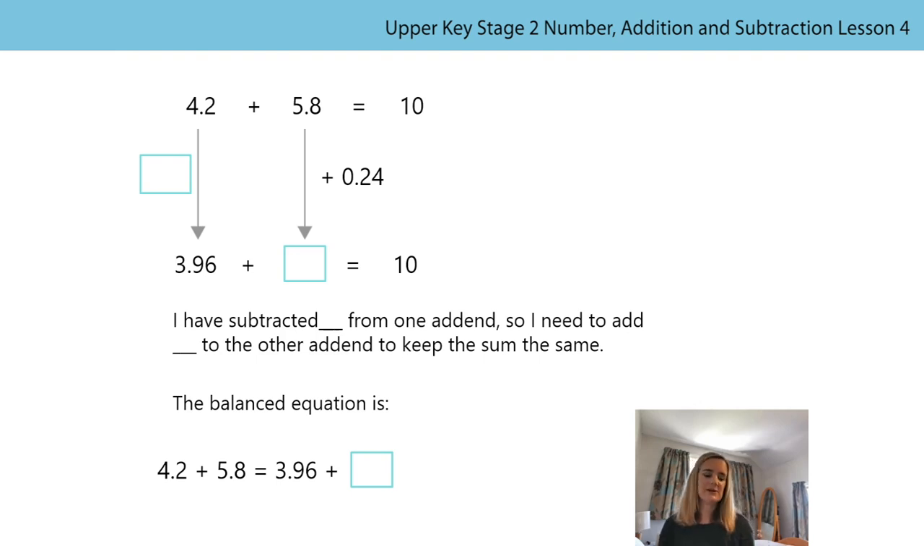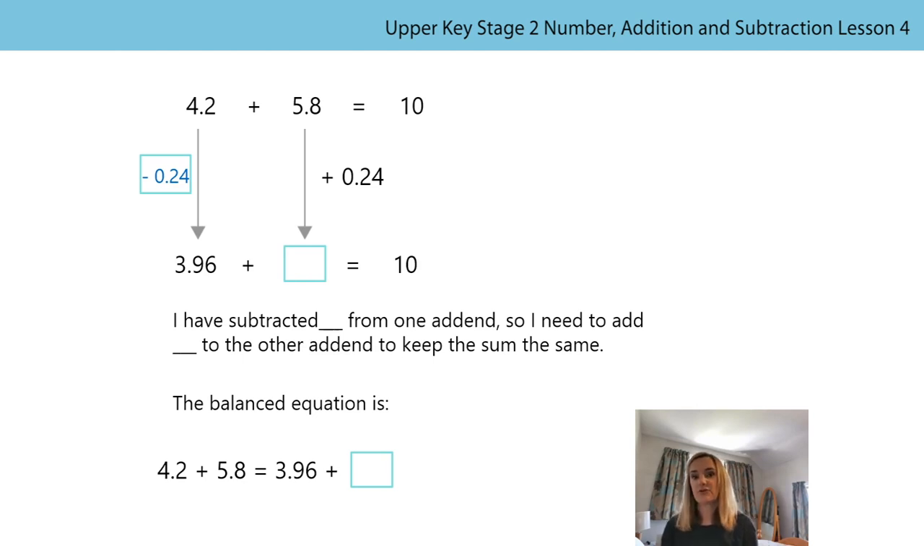That's right, it would decrease by 0.24, because if I have subtracted 0.24 from one addend, I need to add 0.24 to the other addend to keep the sum the same. Can you work out for me what would go in the box down here? I'll give you a moment to think about that.